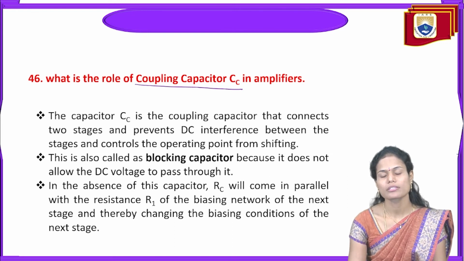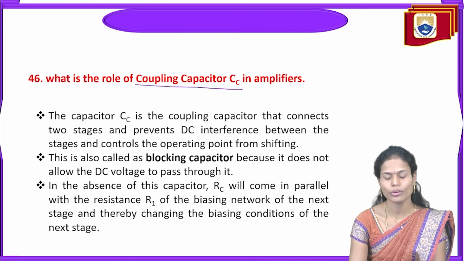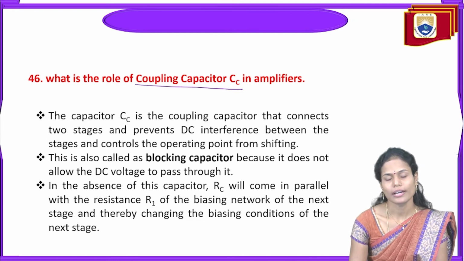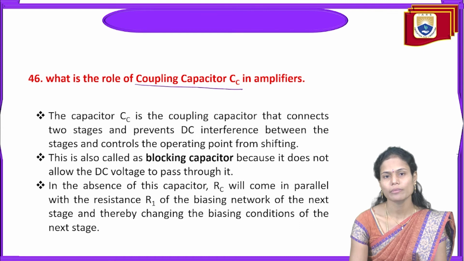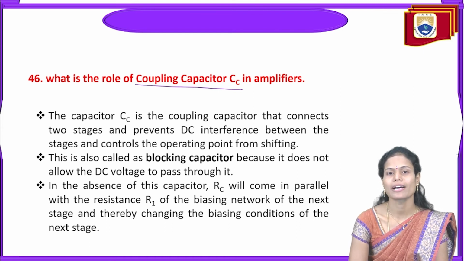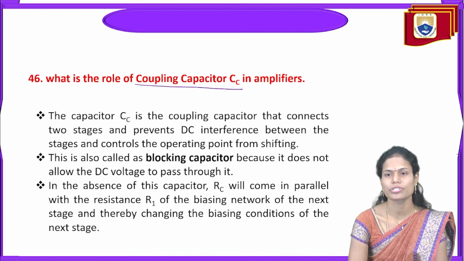It is also called a blocking capacitor. Why? Because it does not allow any DC voltages through it. And if this is not present in the amplifier circuit, the collector resistor will come in parallel with the resistance R1 of the biasing network, so that for the next stage the biasing resistance or biasing voltages will change, so that the overall output of the multi-stage amplifier will change. So in any amplifier circuit, the input capacitor, coupling capacitor and emitter bypass capacitors are mandatory to get the faithful amplified signal.